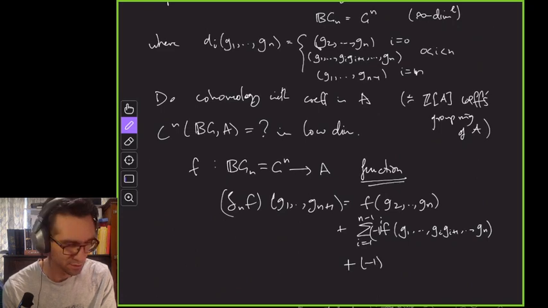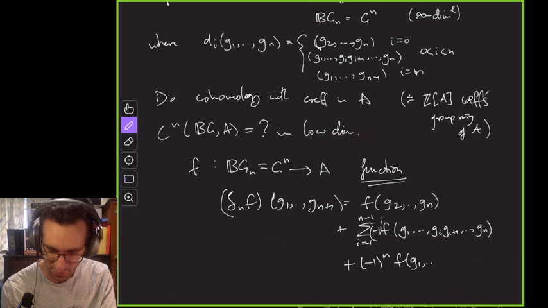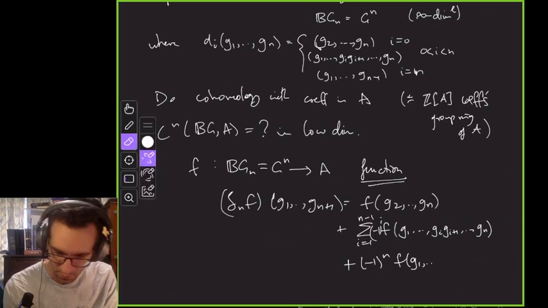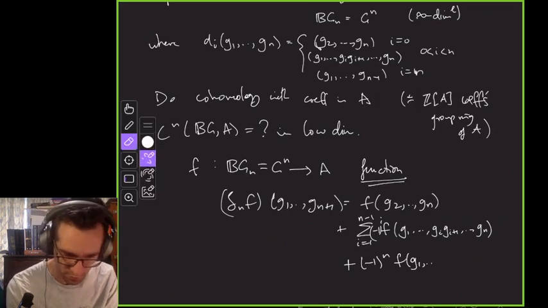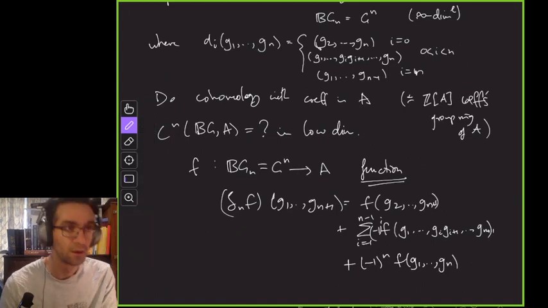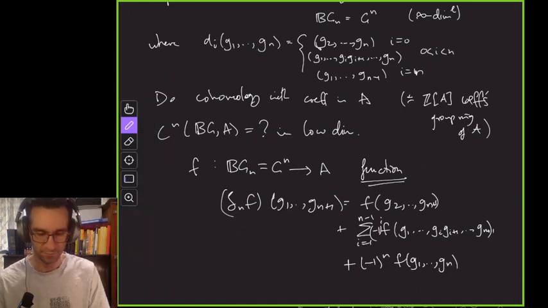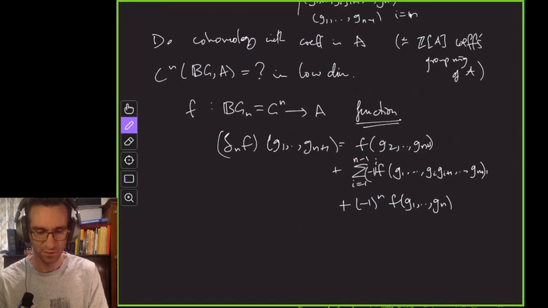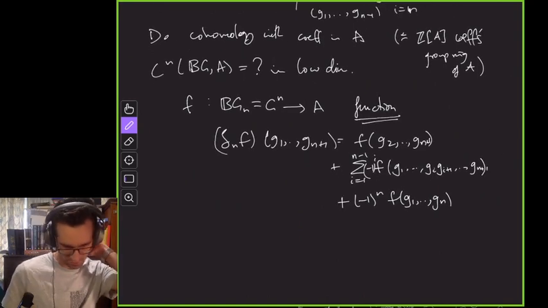Minus 1 to the N. Now we throw away, oops, there should be an N plus 1 here. Right, so that's what the delta map looks like.